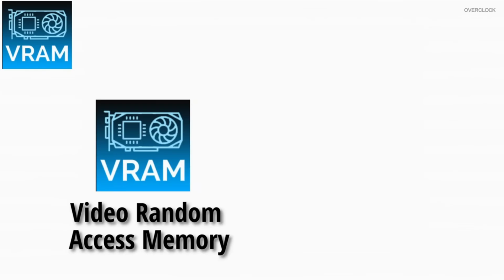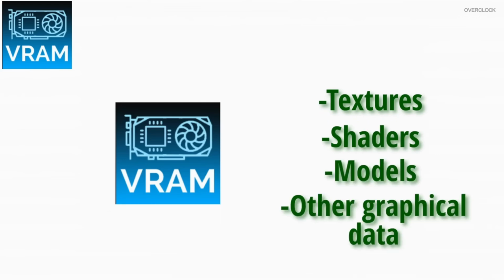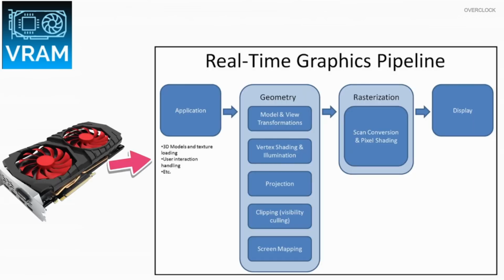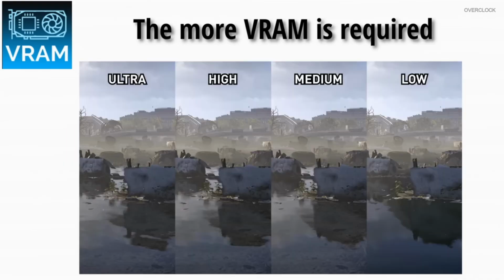VRAM stands for Video Random Access Memory, and it is the memory used by your GPU. VRAM stores textures, shaders, models, and other graphical data that the GPU needs quick access to while rendering a game. The higher the resolution and texture quality, the more VRAM is required.